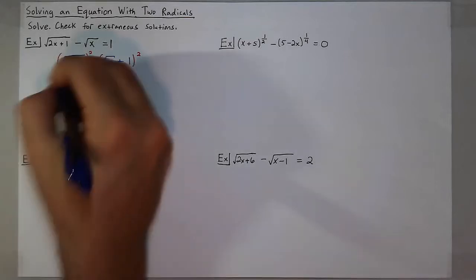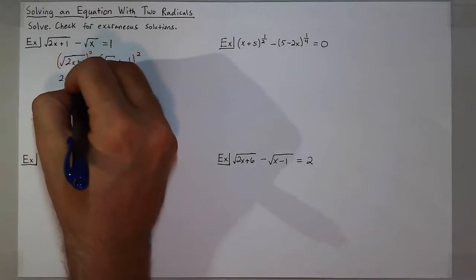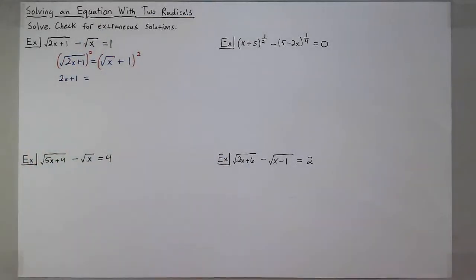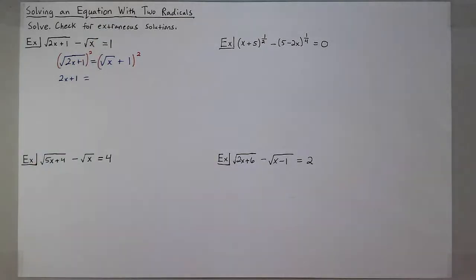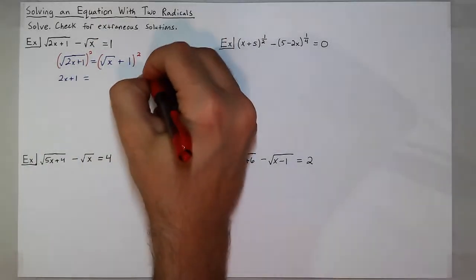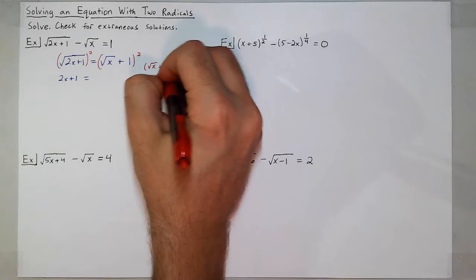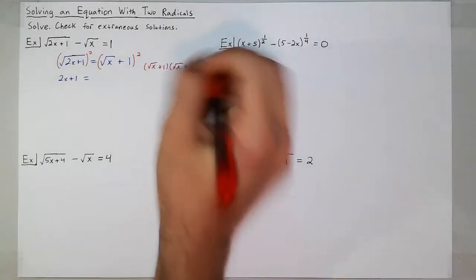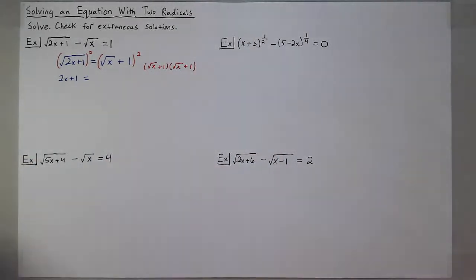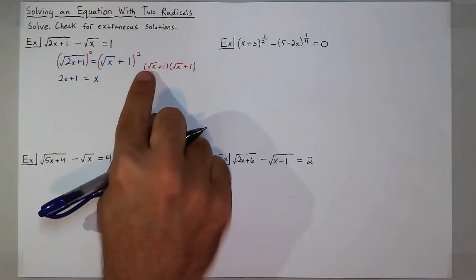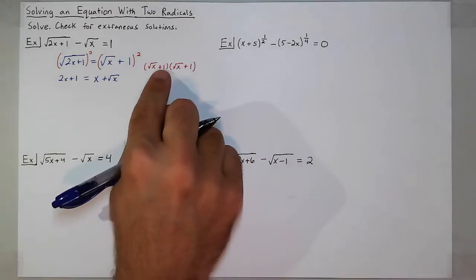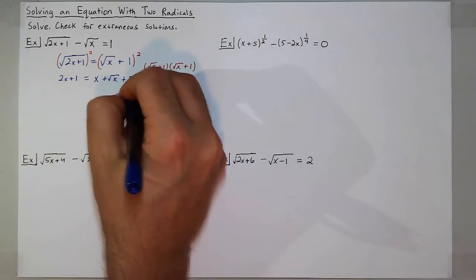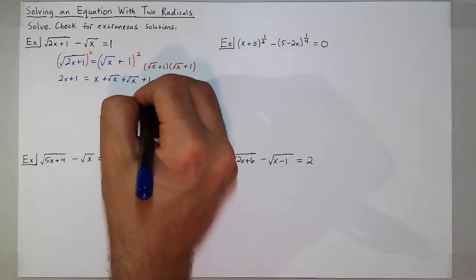So I'll have 2x plus 1 is equal to the square root of x plus 1 times the square root of x plus 1. So doing that, my first will be square root of x times the square root of x, and I'll show this on the side here. Square root of x times the square root of x, which is x. The square root of x times 1, which is the square root of x. 1 times the square root of x, which is also the square root of x. And 1 times 1, which is 1.